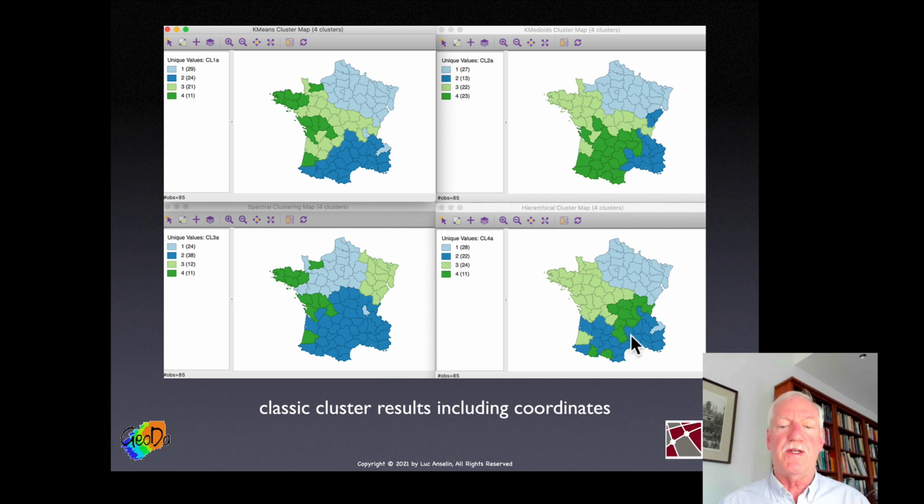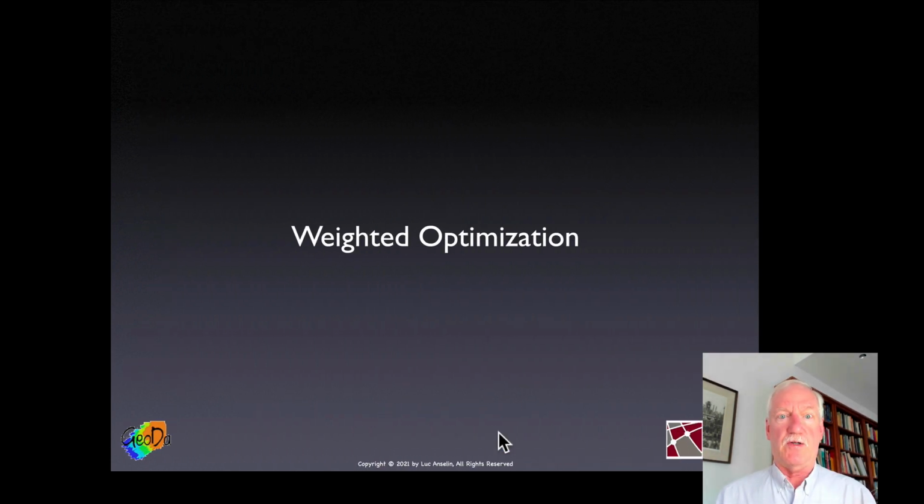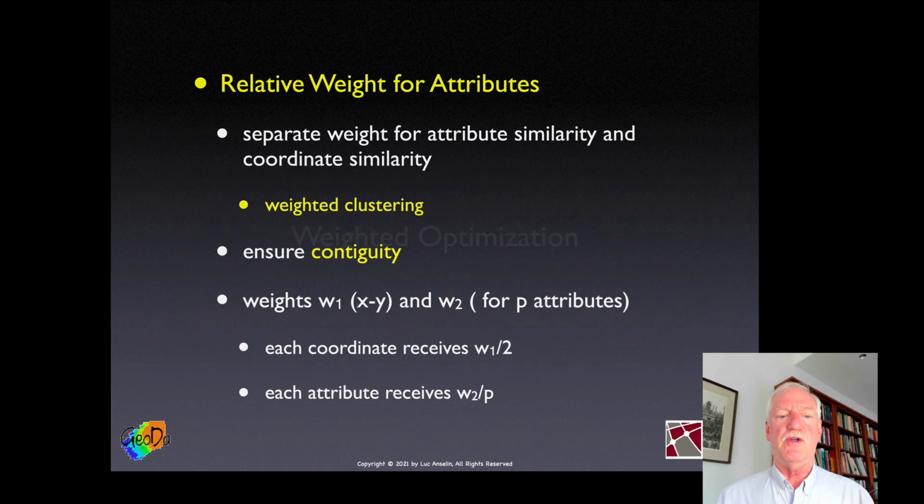In hierarchical clustering, we get a similar solution with cluster 4 missing 2 pieces and cluster 1 missing 1 piece. But for the others, you can see the effect of the x and y is to pull them closer together, forming a more compact region, but there is no guarantee of contiguity. In contrast, in the third method, the weighted optimization, we actually force contiguity.